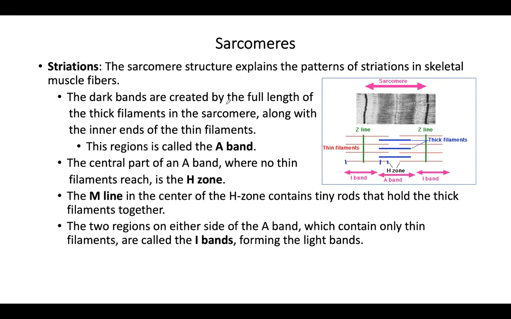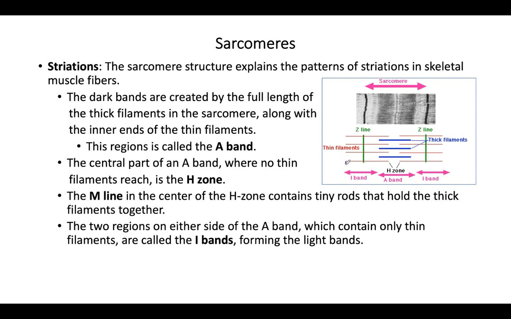So dark bands are created by the full length of a thick filament. We call this region A band. Let me go down to I band first. The two regions on either side of the A band, which contain only thin filament, are called I band. So two regions on either side of A band.